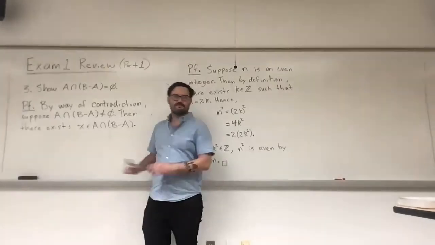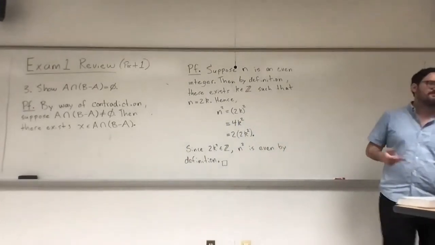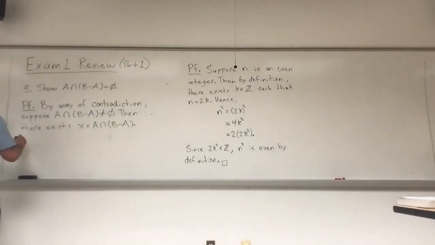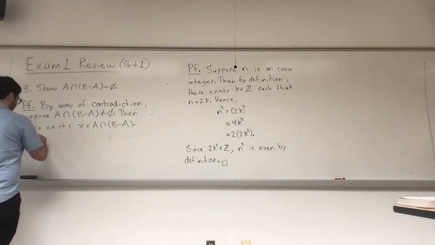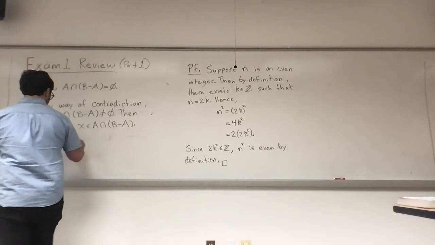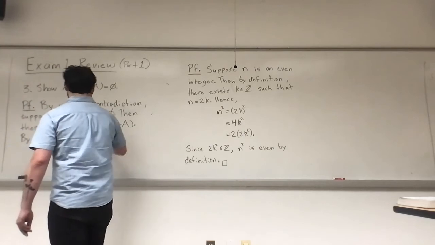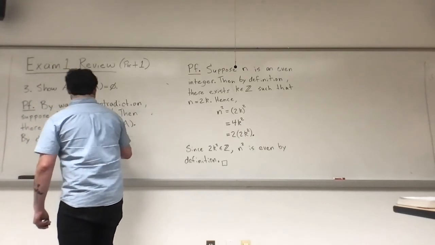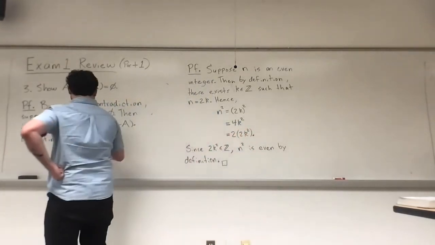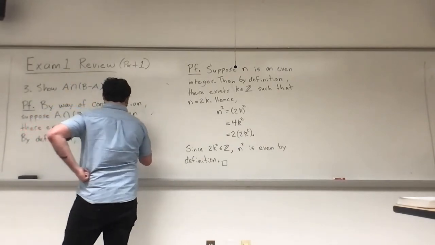And this is the intersection, right? The intersection is like the set equivalent of the conjunction between propositions, right? So I'm going to say by definition now. So by definition, X is in A, and I can do and X is in B minus A.